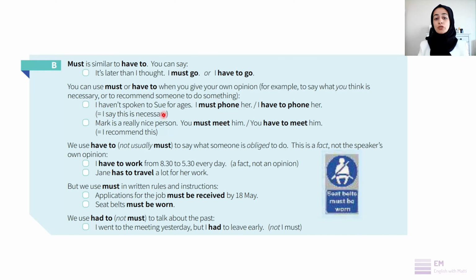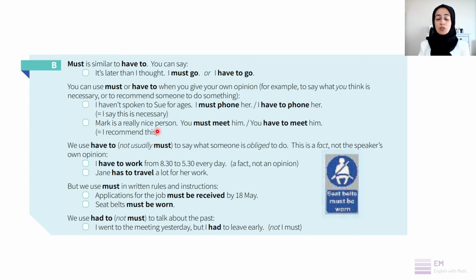I haven't spoken to Sue for ages. من خیلی وقت با سو حرف نزدم. I must phone her or I have to phone her. من باید بهش زنگ بزنم. I say this is necessary. من میگم که این ضروریه. یعنی این نظر منه. Opinion. پس I must و I have to هر دو به معنی این که به نظر من باید بهش زنگ بزنم.